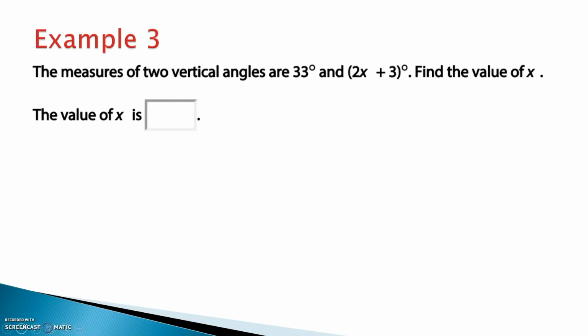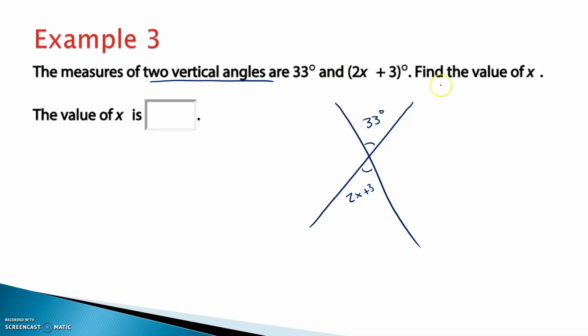Okay, so it says the measure of 2 vertical angles. All right, immediately I see vertical angles. I'm going to draw my picture here. 2 lines intersecting are 33 degrees. So I know that these guys are vertical. You could have used the sides as well. So if this is 33 degrees and the other vertical angle here is 2x plus 3, find the value of x. So I need to find out my unknown here.